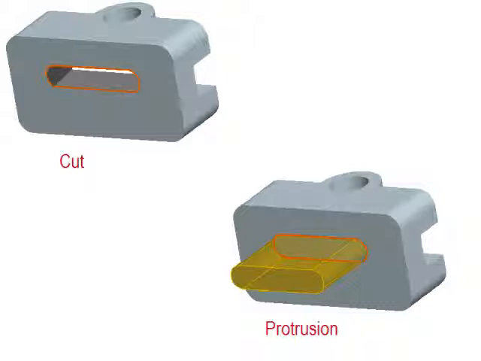The word extrusion in Pro Engineer is a generic term that's used for both a protrusion, which adds material to a part, and a cut that removes material from a part.